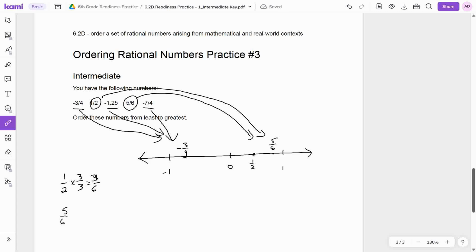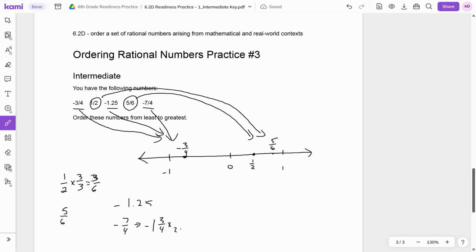Now let's take care of my -1.25 and my -7/4. So I've got -1.25, -7/4. I'm going to make that an improper fraction into a mixed number, right? So that's going to be, if you divide up, 4 goes into 7 one time, and there's 3 left over, right? And that's going to be my numerator. So 7/4 is the same as 1 3/4.